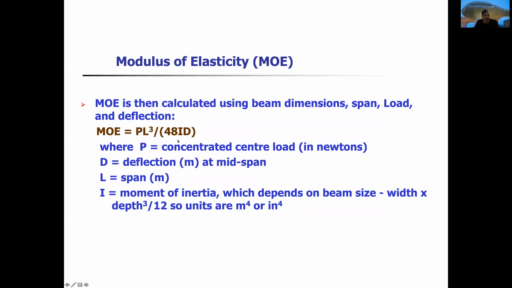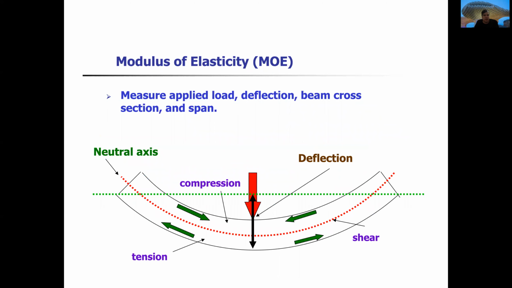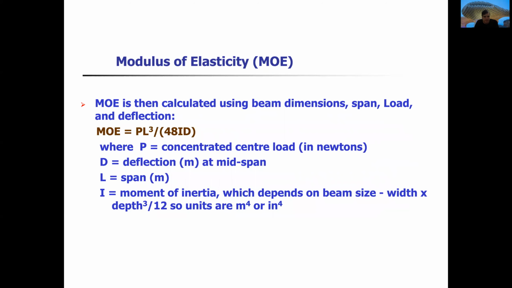48 multiplied by the moment of inertia, which depends on the beam size, width and depth. You will receive this moment of inertia, and you will be able to calculate D, that is the deflection. Well, let's go with the first of the problems.